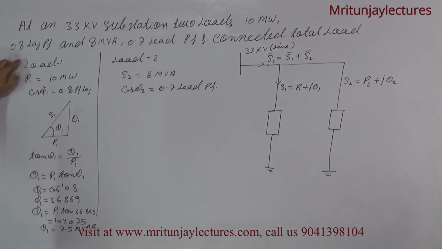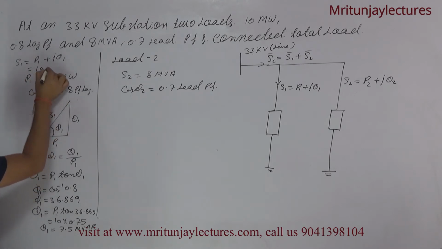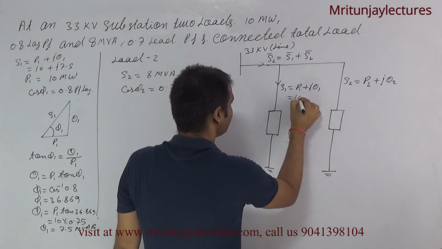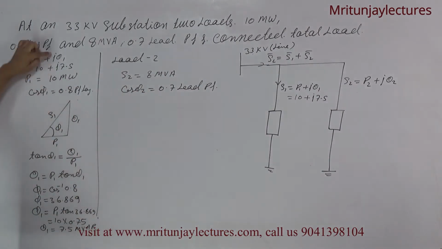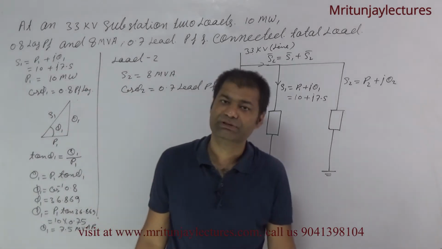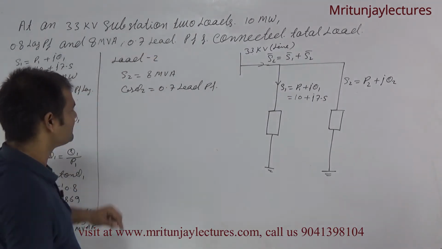Now, S1 is written as P1 plus jQ1. P1 is 10 megawatt plus j Q1, that is j 7.5 MVAR. Now it is written as 10 plus j 7.5. Why is Q positive? Q is positive because the power factor is lagging. If the power factor is leading, then what about Q? Q is negative in this case. Okay. Now S2 is given like this.